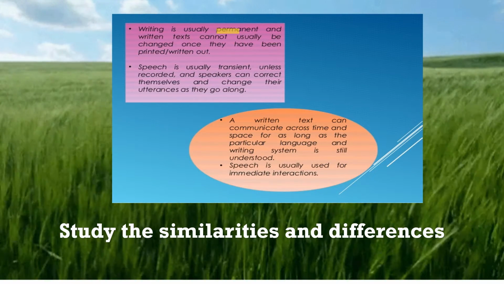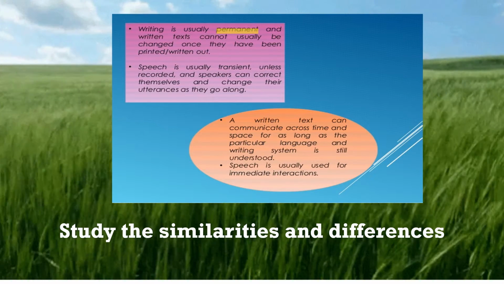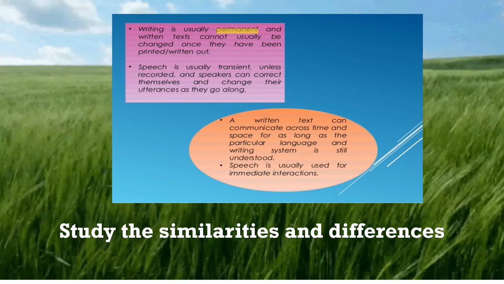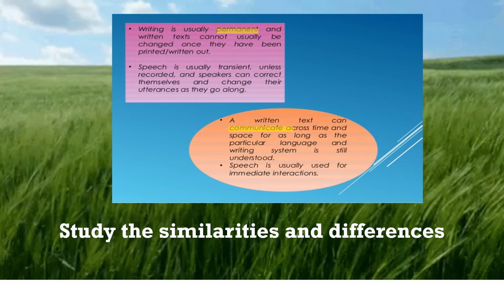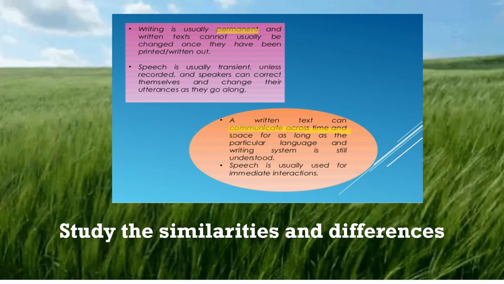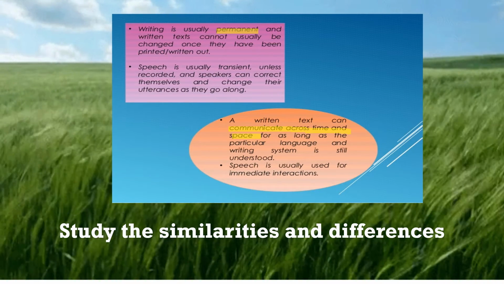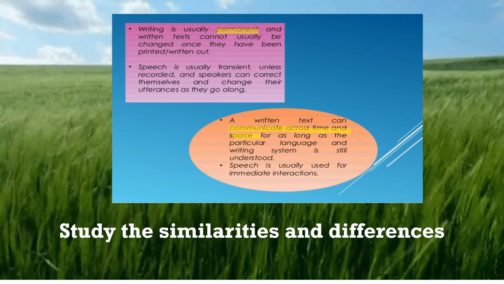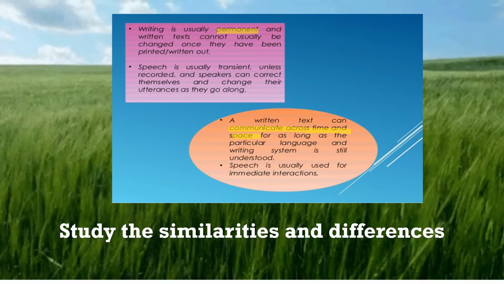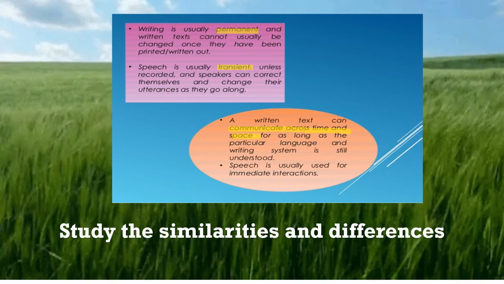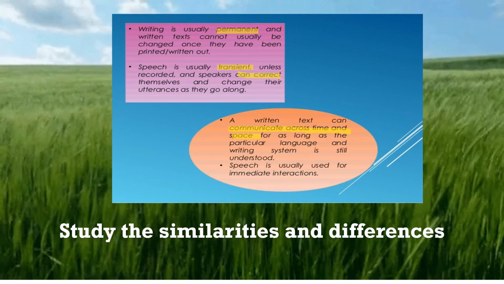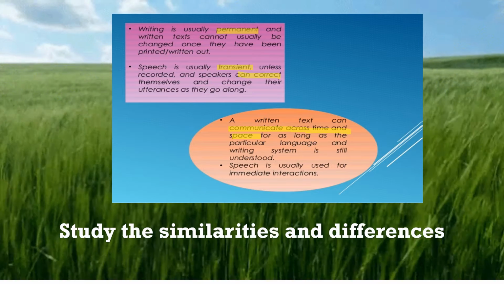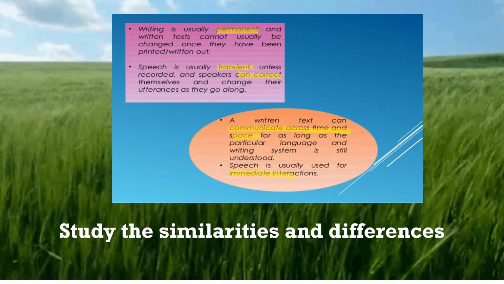Written text is usually permanent and cannot usually be changed once it has been printed and written out. It can also be communicated across time and space for as long as the particular language and writing system is still understood. While speech is usually transient unless recorded, and speakers can correct themselves and change their utterances as they go along. Speech is also usually used for immediate interactions.